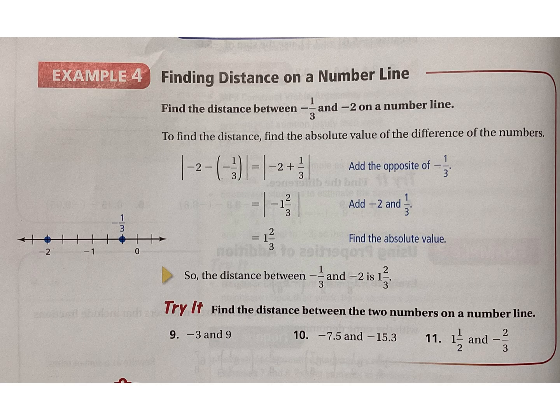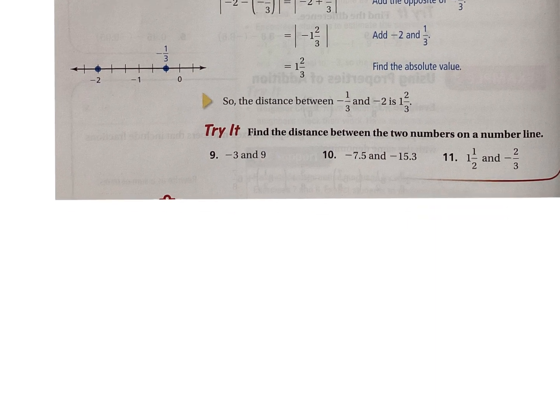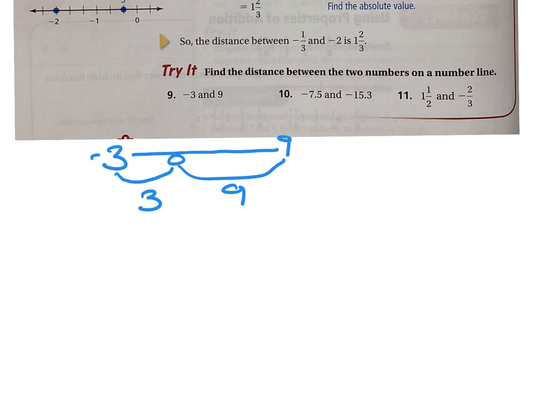This next section is finding the distance, not the difference, the distance between a couple of numbers. And so a number line can help you with this. So the examples I'll give you are with integers. If I have negative 3 and I want to find the distance from there all the way to a positive 9, I know that it's going to go from here all the way to 0, so that's 3, and then from 0 to 9 is 9. So the distance between those two is 12. Okay.